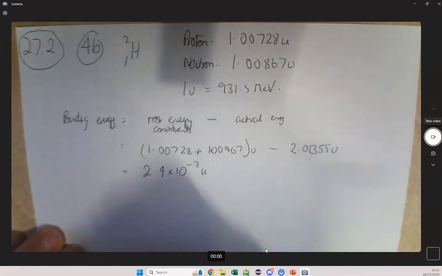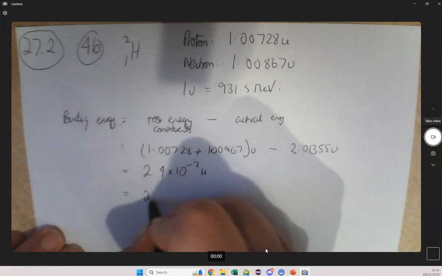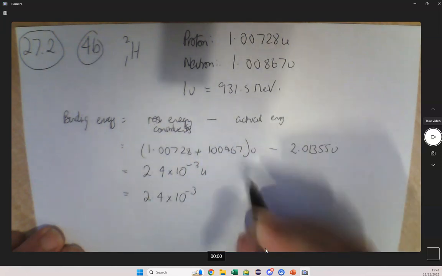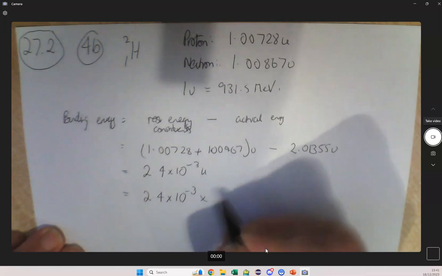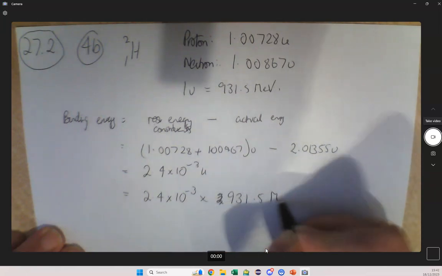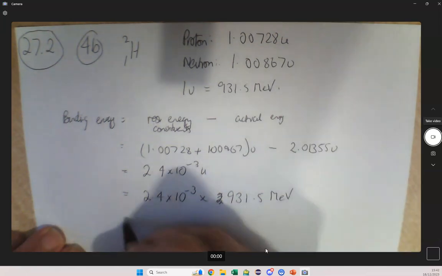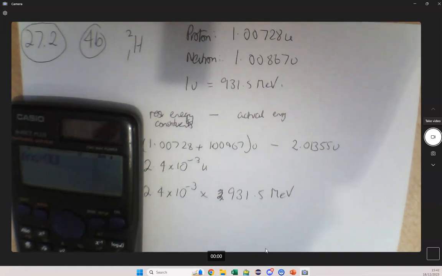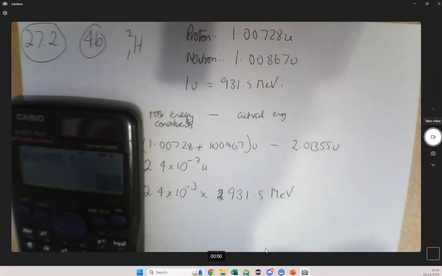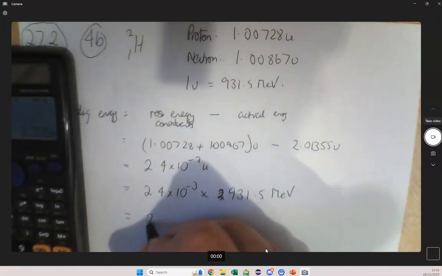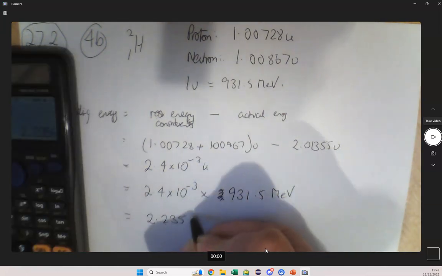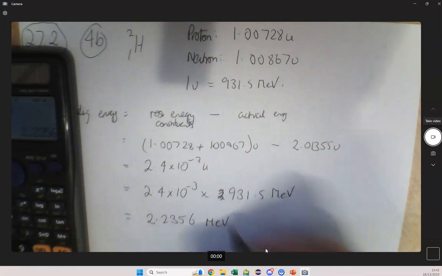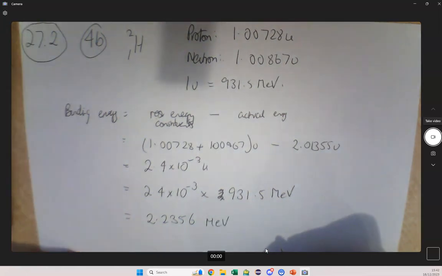So then to convert that across, that's going to be 2.4 times 10 to the minus 3. Now I want it in mega electron volts, so I can multiply by 931.5 mega electron volts, and multiplied by 931.5 that gives me 2.2356 mega electron volts.